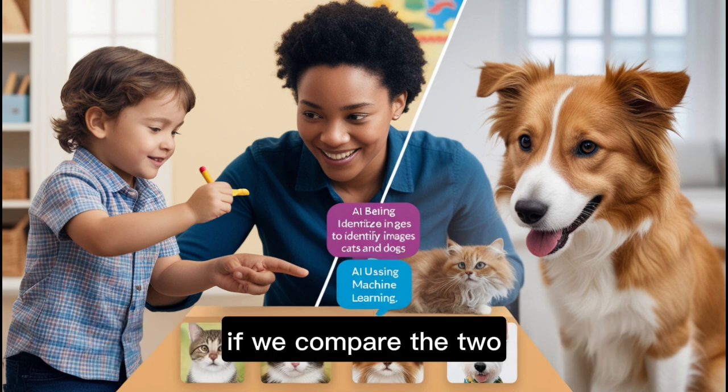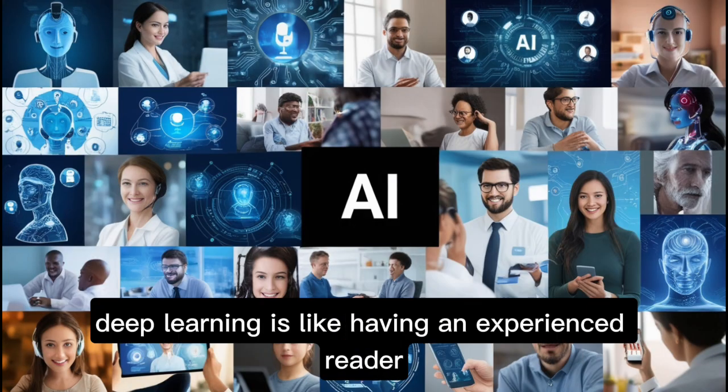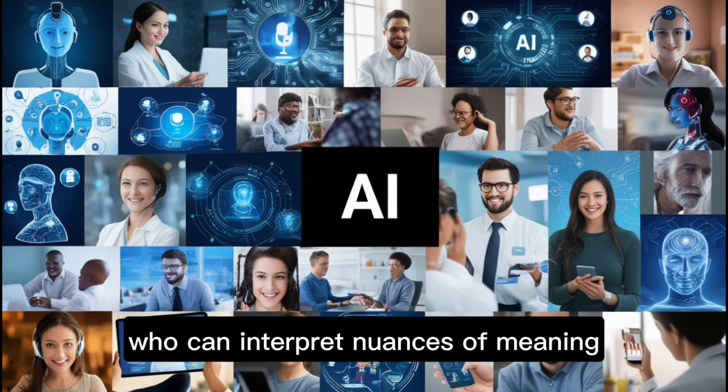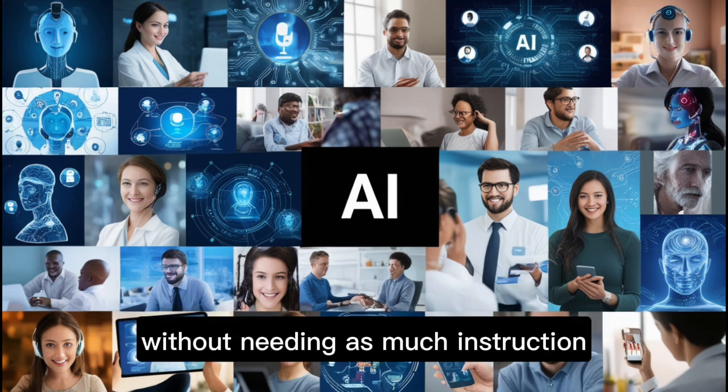If we compare the two, machine learning is like teaching a child to read by pointing out the letters and words, while deep learning is like having an experienced reader who can interpret nuances of meaning and understand complex texts without needing as much instruction.